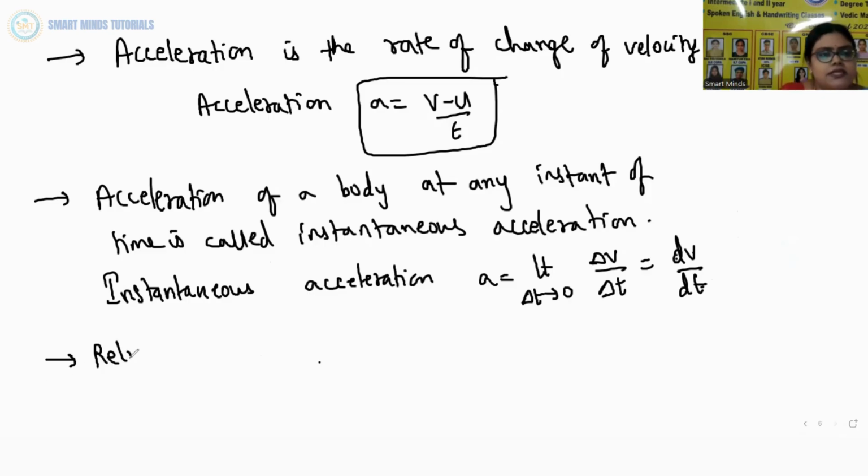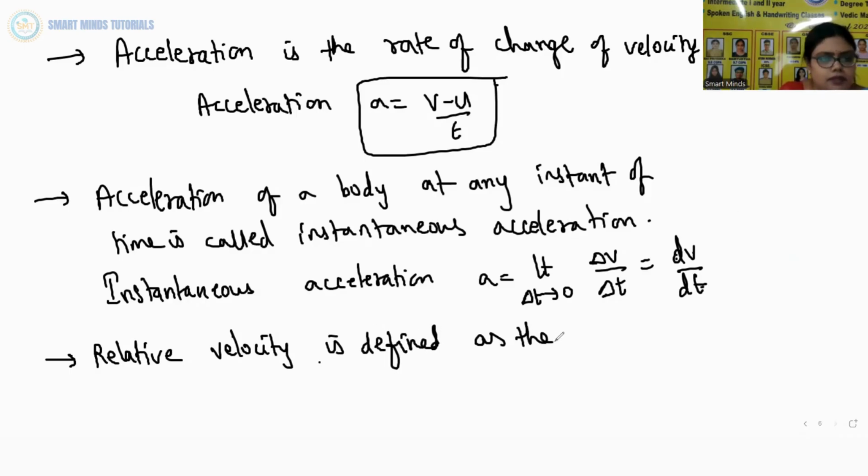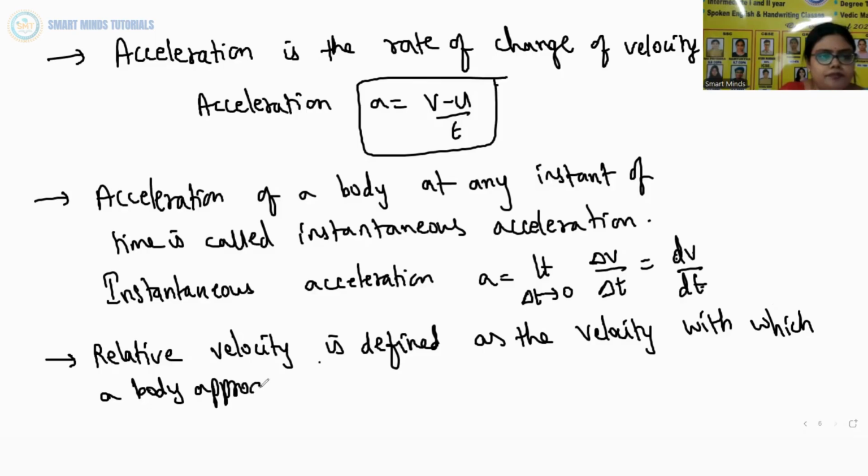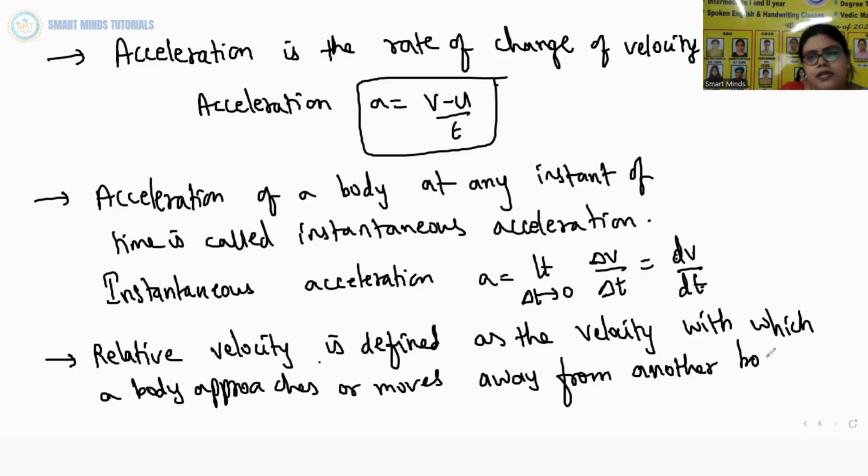Next, let us see what is relative velocity. So relative velocity is defined as the velocity with which a body approaches or moves away from another body. That is relative velocity.